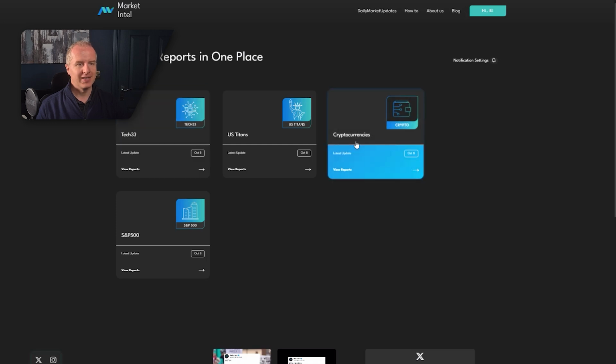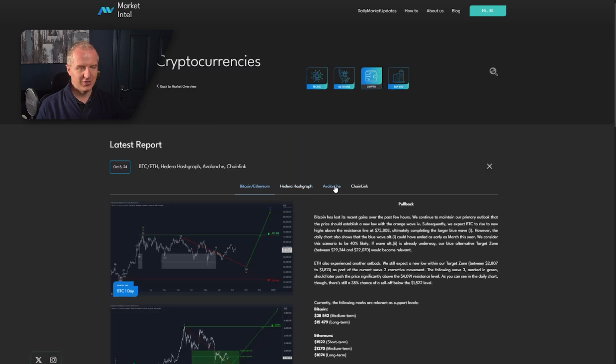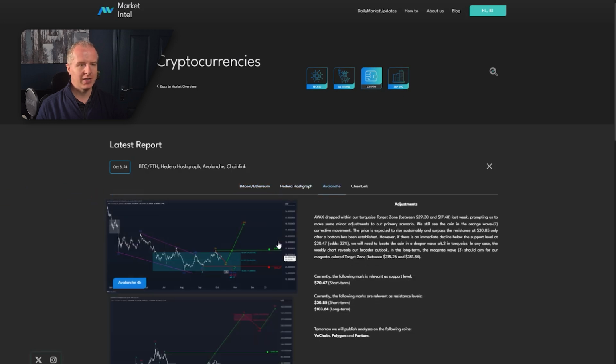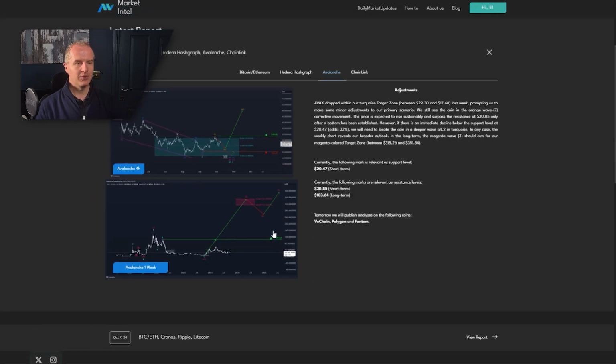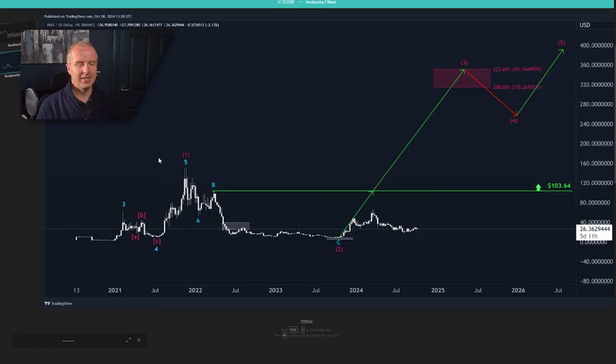Okay, so let's take a look at the cryptocurrencies section. We can select here Bitcoin, Ethereum, Hedera Hashgraph, but today we want to cover AVAX Avalanche. I would say let's take a look at the weekly chart first to remind ourselves of the overall context and the overall target for a possible bullish move.